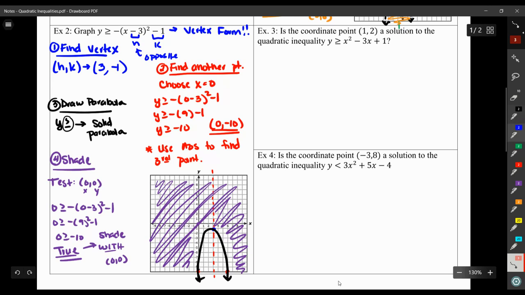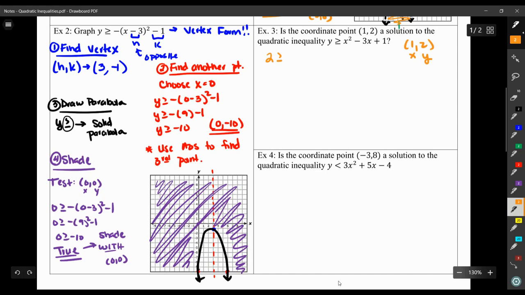Now, for 3 and 4, testing a point to be a solution. So for number 3, is the coordinate point 1, 2 a solution to the quadratic inequality? This has not changed since algebra 1. We're going to still take this coordinate and substitute and see if we get true or false. True things are solutions, false things are not. So let's plug in this point.